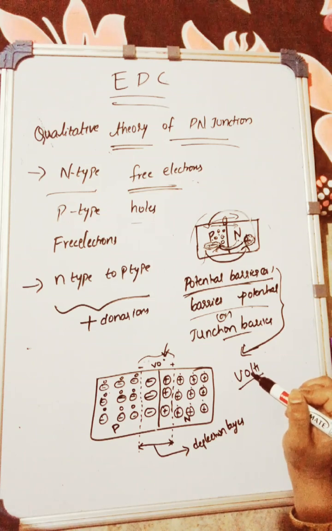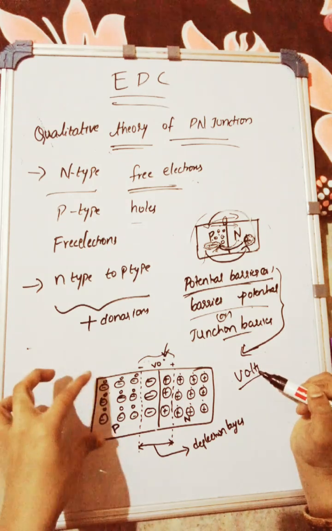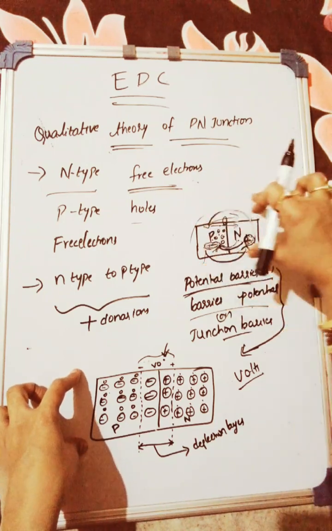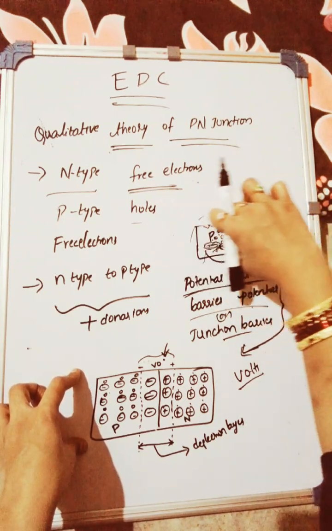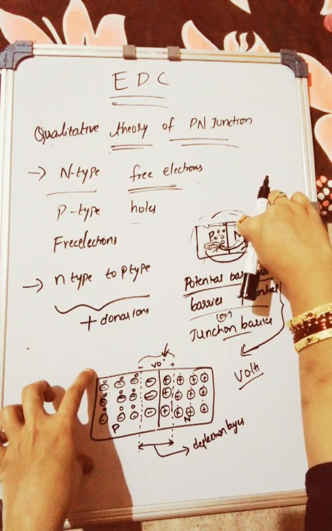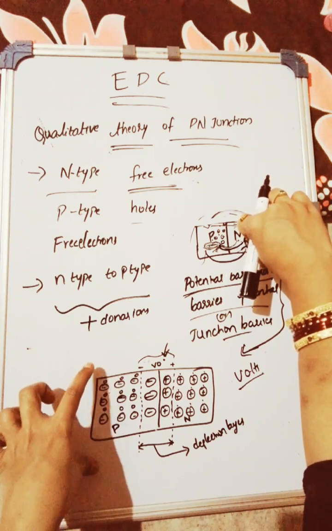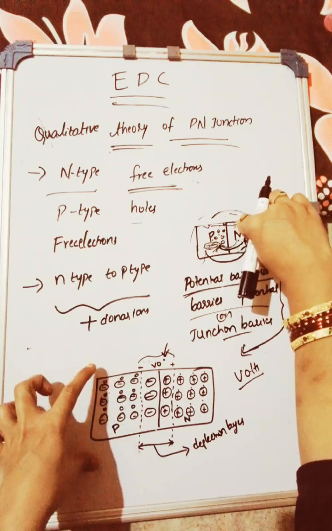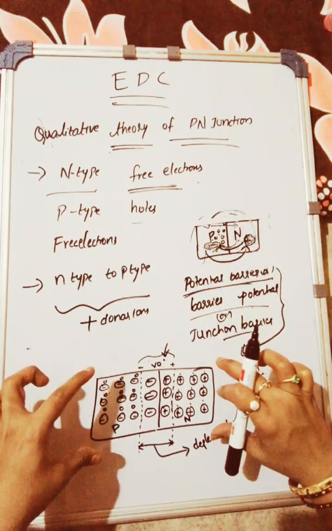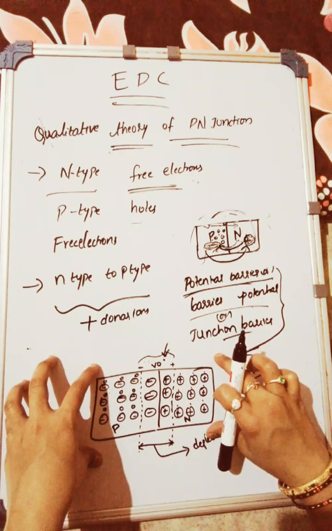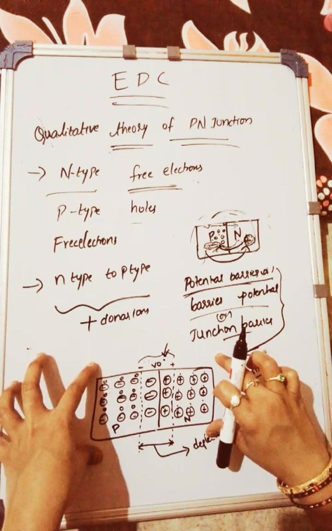The magnitude of barrier potential varies with doping levels and temperature. Doping means, as we already discussed, how a PN junction is formed by doping some p-type charge carriers and n-type charge carriers in a semiconductor. This is called doping. The magnitude of the barrier depends upon the doping of electrons and holes in p-type and n-type, and on temperature.